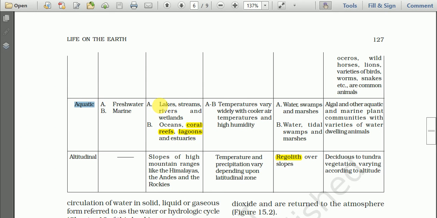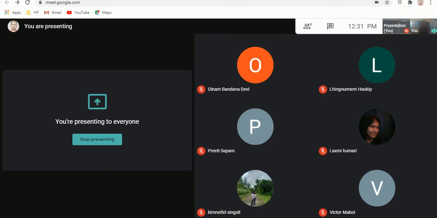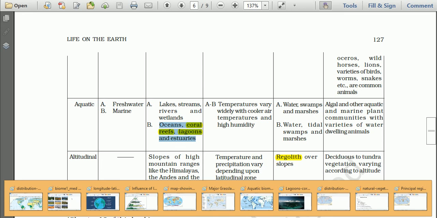So for the freshwater biomes, we have lakes, streams, rivers, and the wetlands. And for the marine, that is oceans. Important marine biomes are oceans, then coral reefs, lagoons, and estuaries. Estuaries, you know, this is the mouth of the river where the fresh water directly meets the saline water.